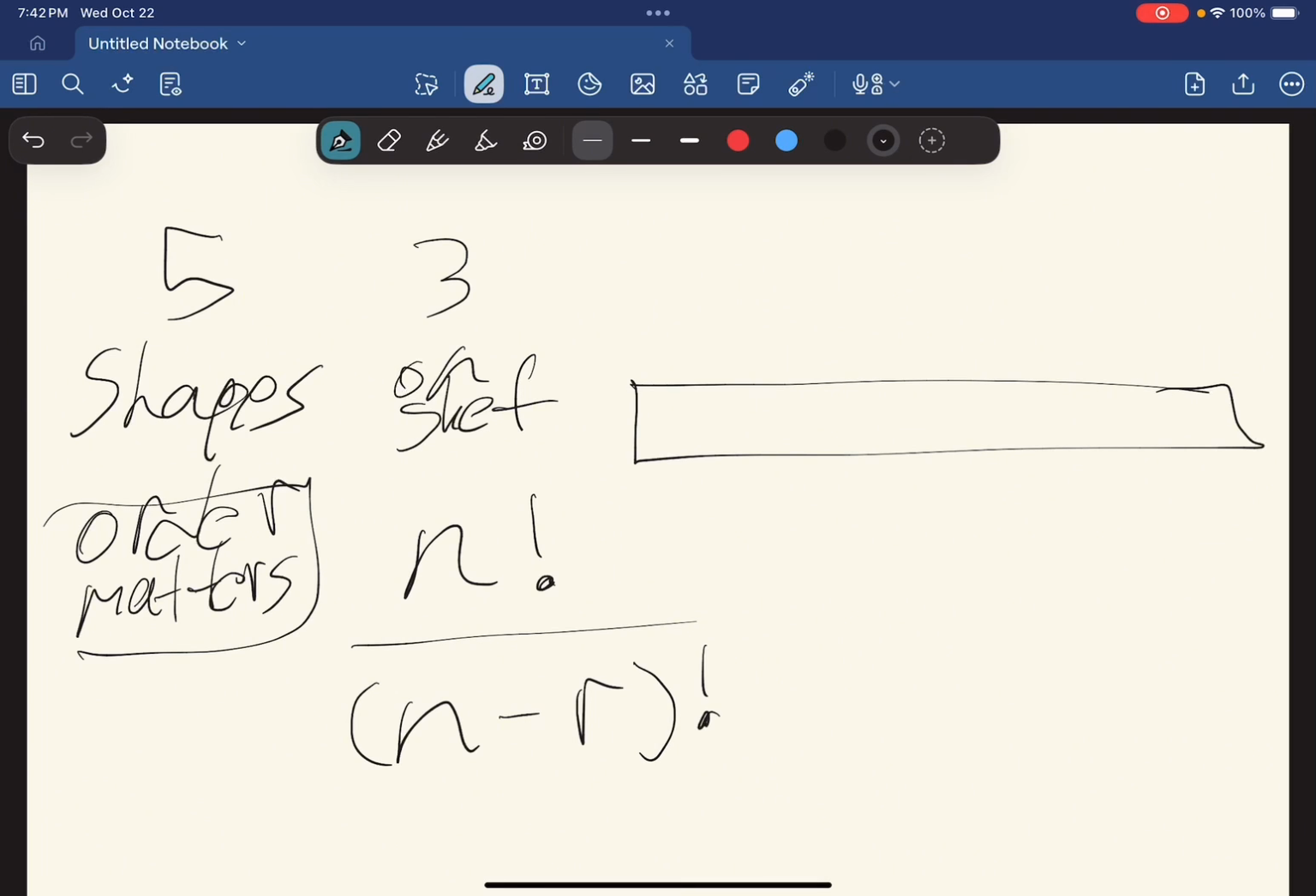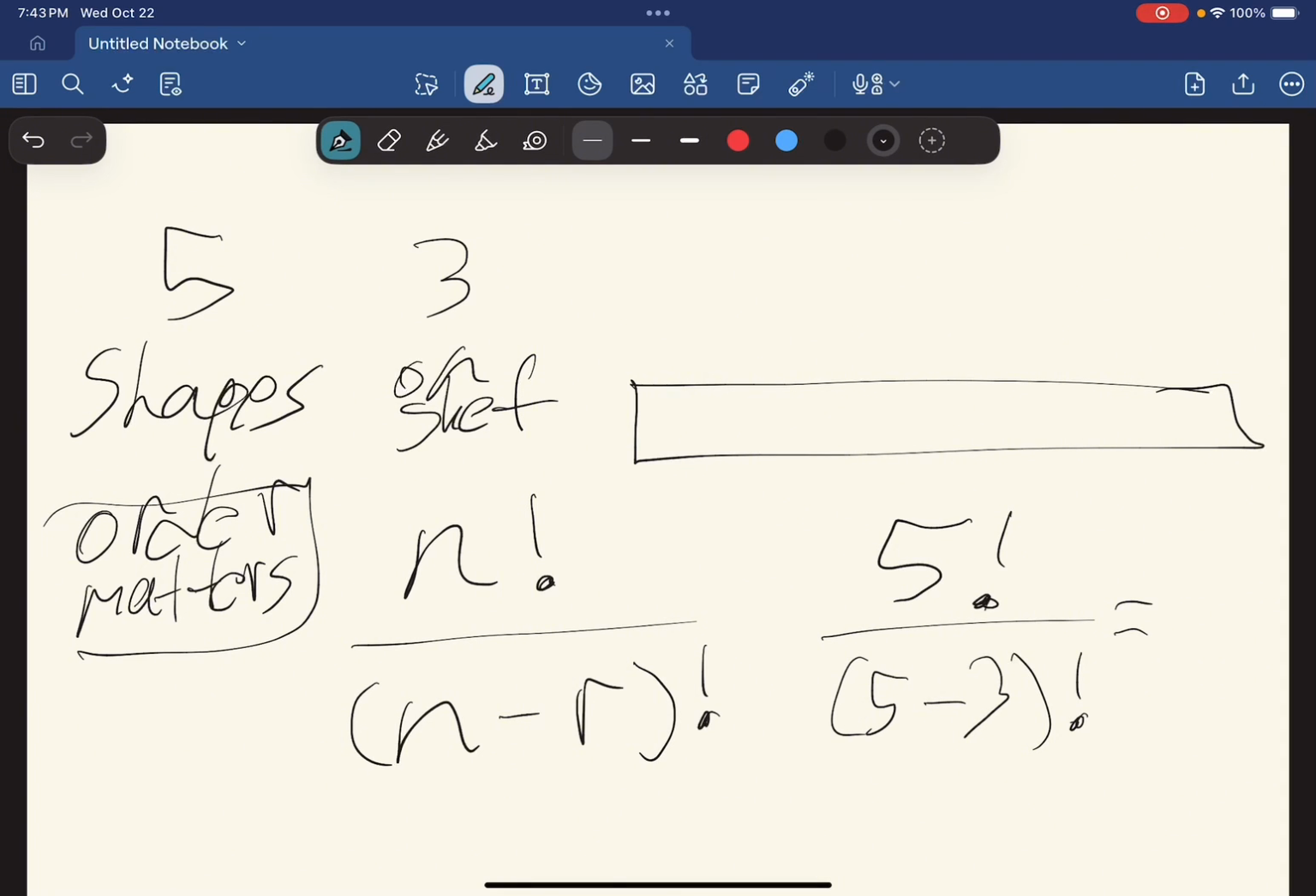This is the permutation formula: n factorial over n minus r factorial, the total sample size factorial divided by the total sample size minus the rate at which you're permutating, factorial. So in this case, it would be 5 factorial over 5 minus 3 factorial. You could just work it out because these are somewhat small numbers, but it's really annoying.